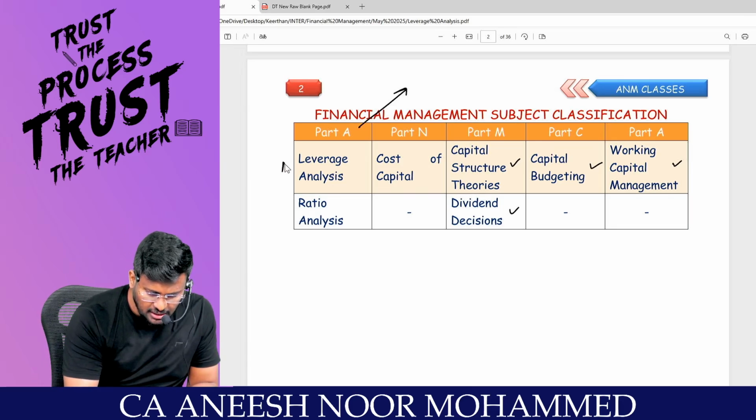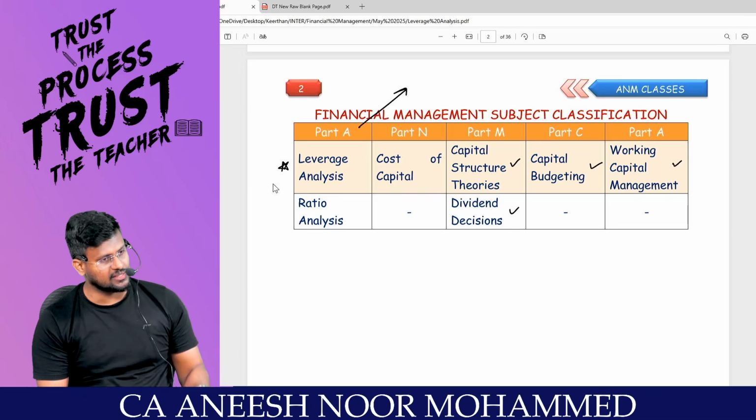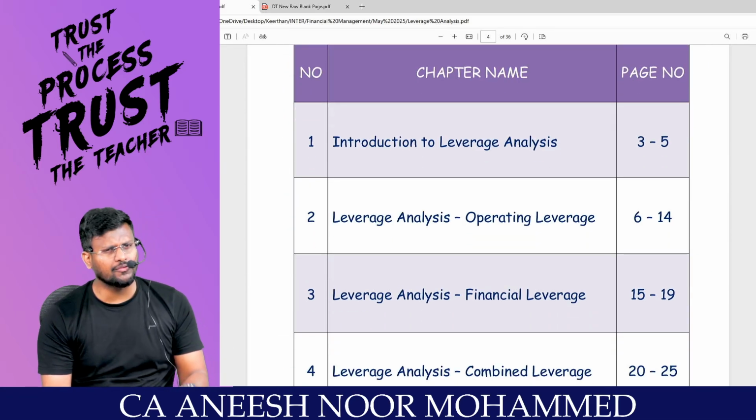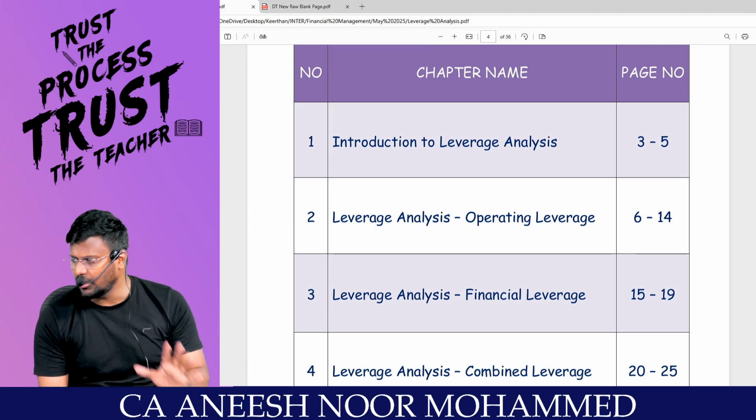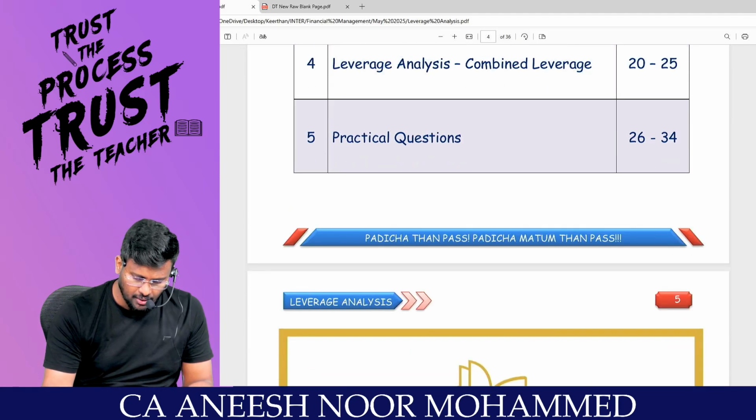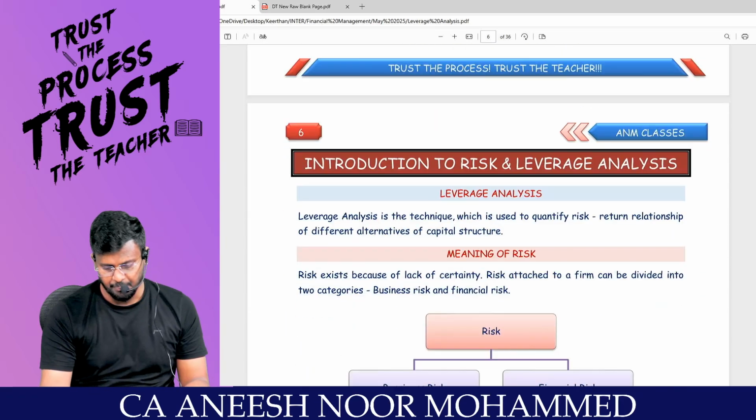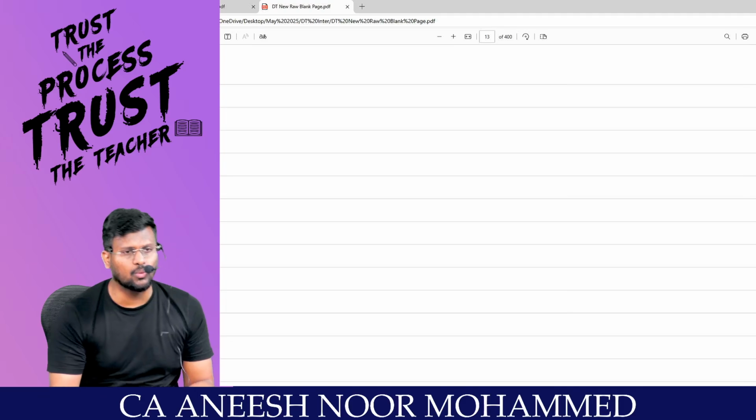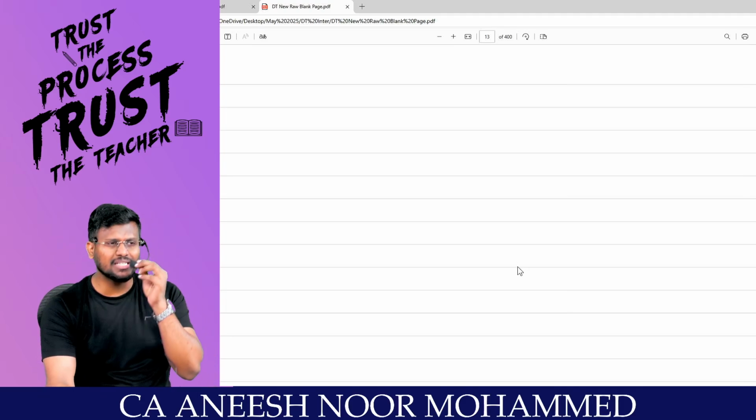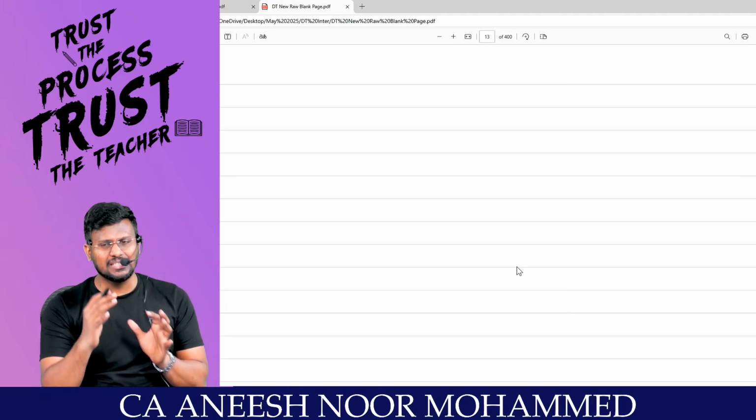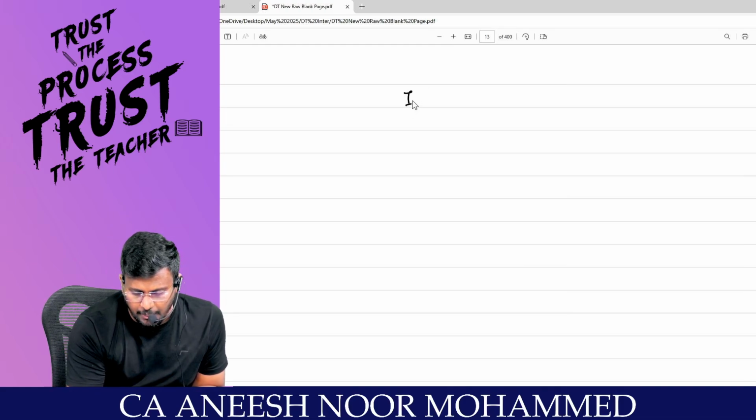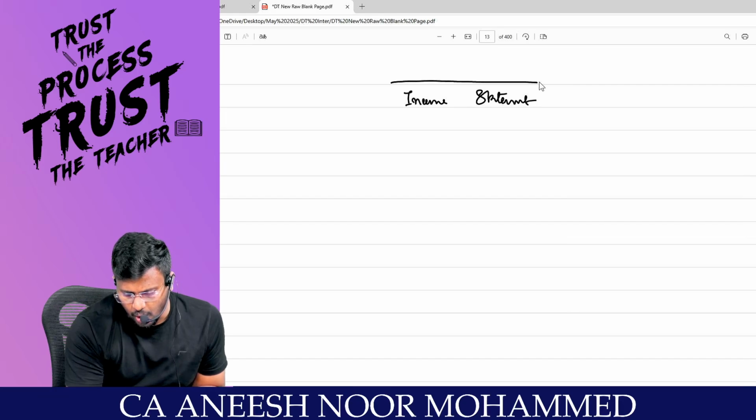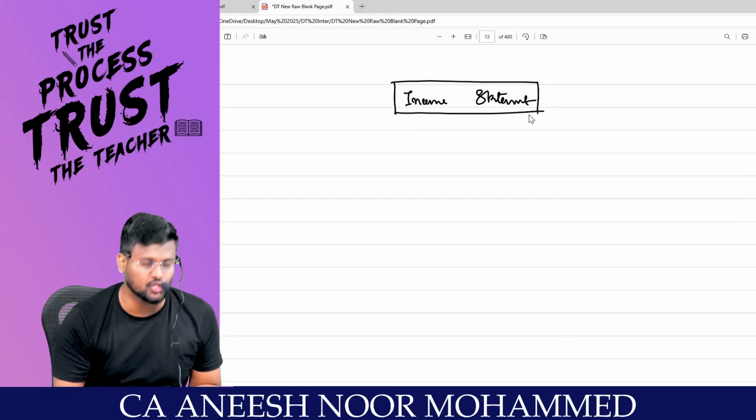So the first discussion point is leverage analysis. It is the first chapter, one of the easiest chapters available. That is why I am starting with leverage analysis, my dear lovable students. With regard to leverage analysis, before I start with what leverage is, we will understand the income statement, and how leverage will work.